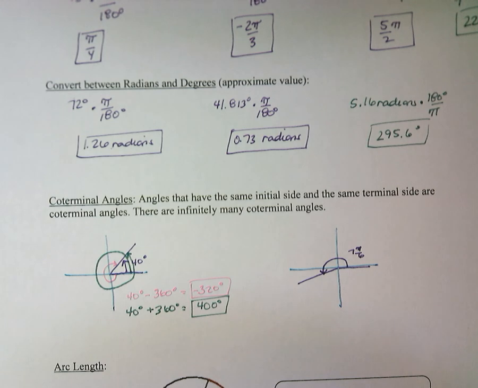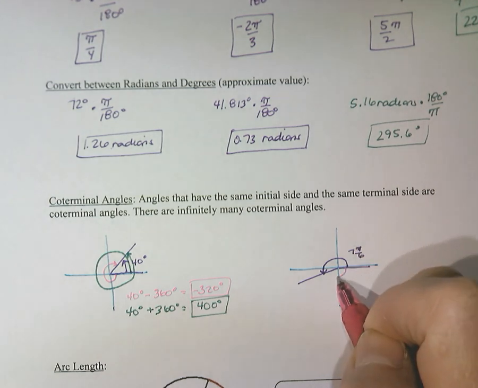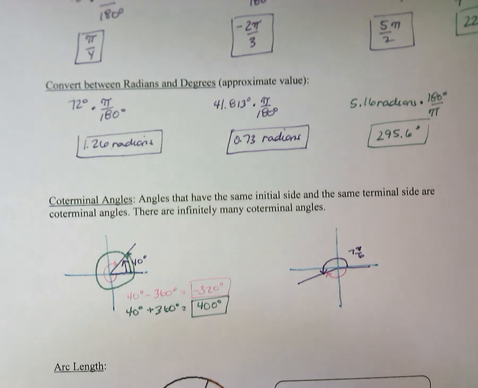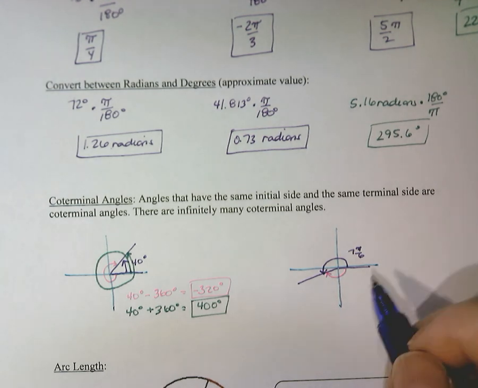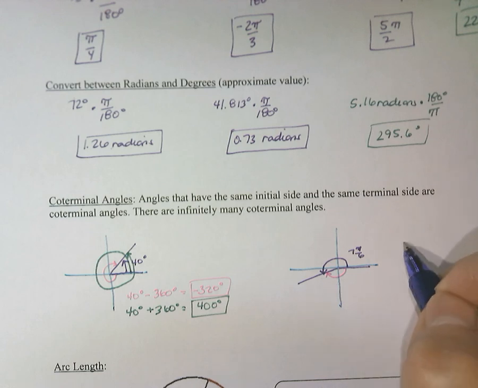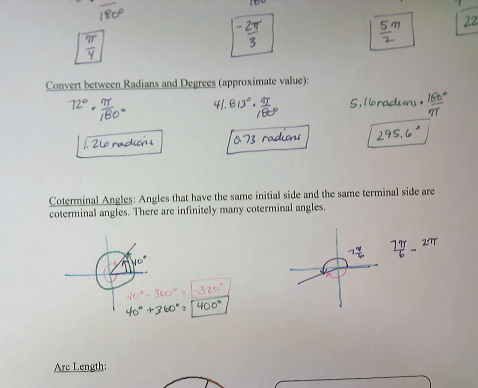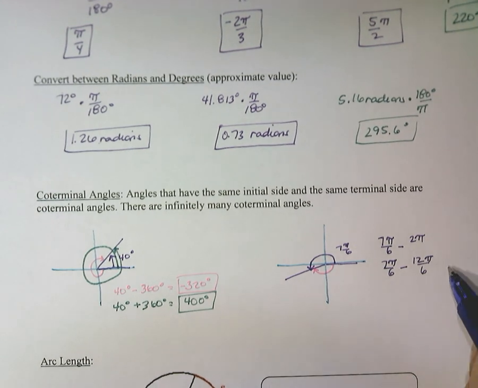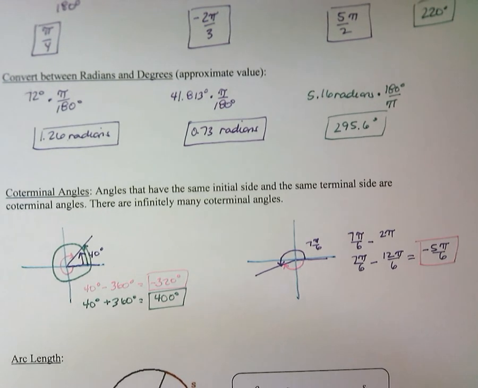I can get a coterminal angle by going in the opposite direction. So to get that, I'm taking 7 pi over 6, and I'm going to subtract 2 pi. 7 pi over 6 minus 2 pi is going to give me 7 pi over 6 minus 12 pi over 6. 7 minus 12 is negative 5. So negative 5 pi over 6. It's the angle I drew in the pink.